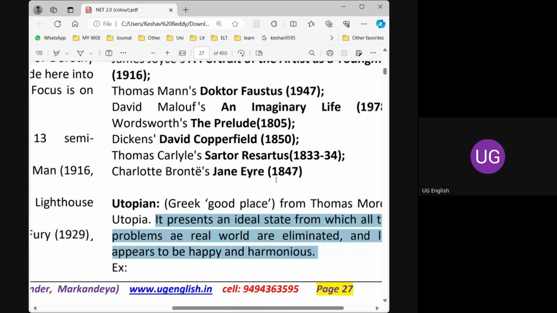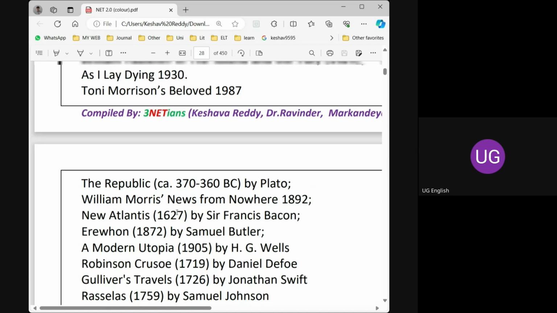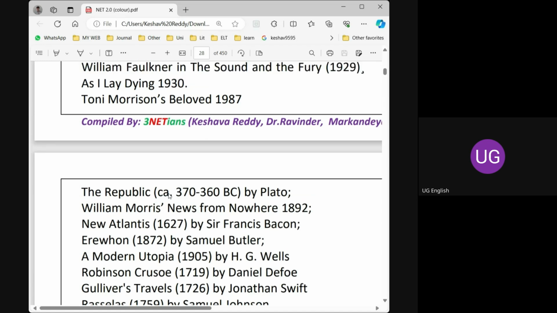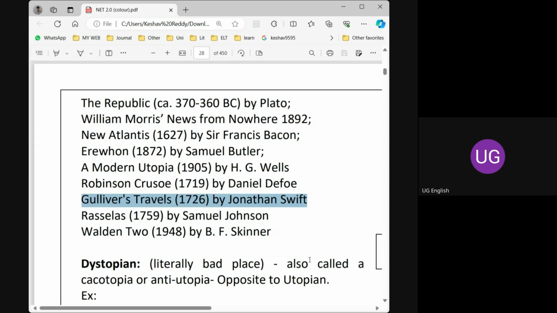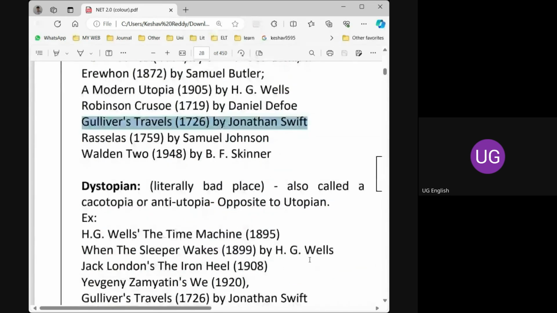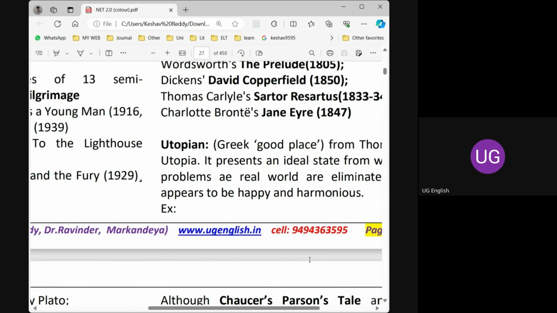For example, Utopia is written by Thomas More, very, very important. And even The Republic is a very famous work by Plato. William Morris, News from Nowhere, New Atlantis by Francis Bacon, all these are very important. Robinson Crusoe is also a very important one, that is a utopian work. And Gulliver's Travels can be categorized into both. It is a utopian work as well as a dystopian work. And Rasselas is Samuel Johnson's philosophical novel. Walden Two by Skinner. All these are utopian novels. This is based on a good place.